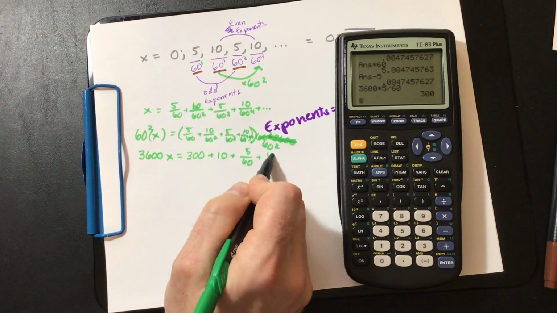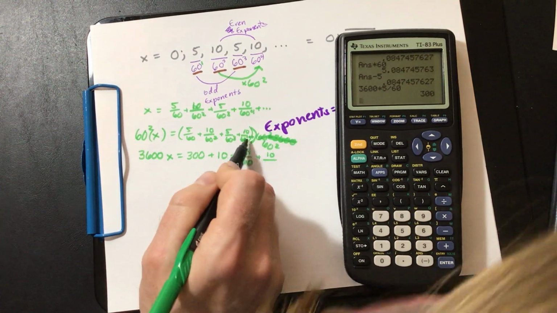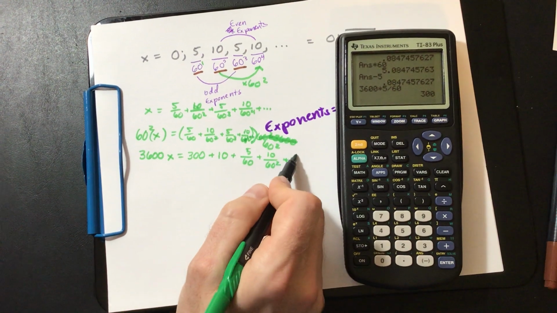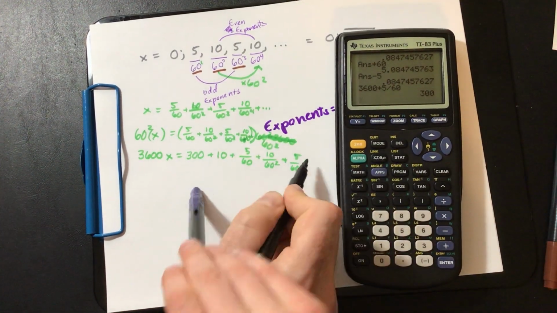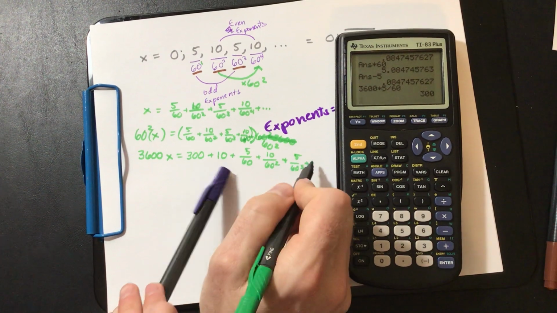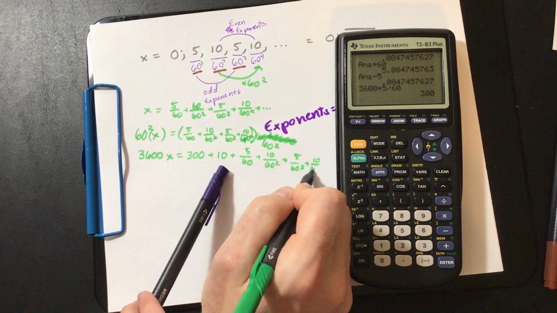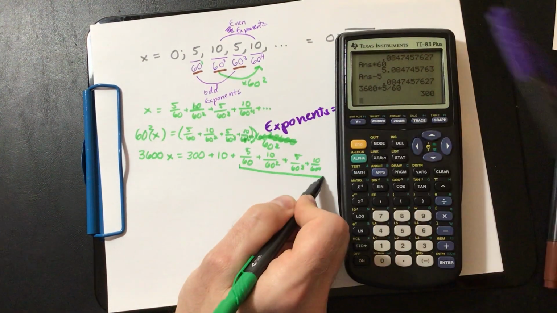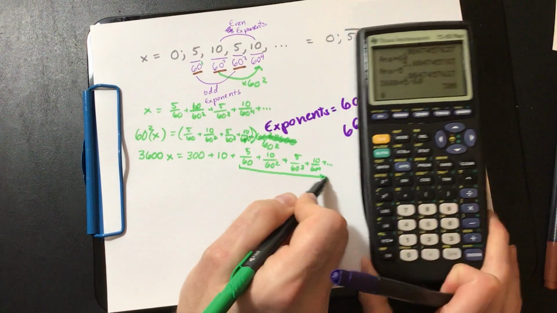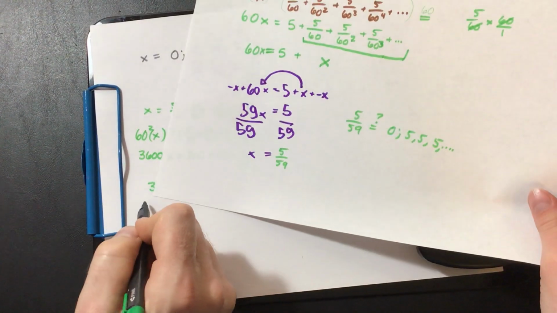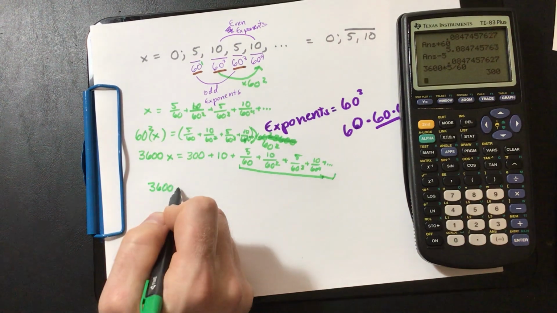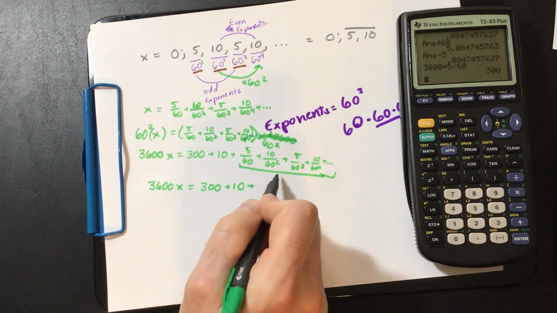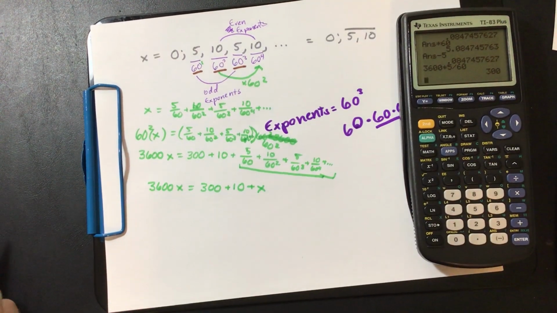So it's like with the other one. The first one changes to a whole number. Then the second one also changed to a whole number. But the rest of them just pass down there. That's right. That's why I picked that number, 60 squared. It's like the one we just did here. Yep. So 3,600x is 300 plus 10 plus all of that is just x.